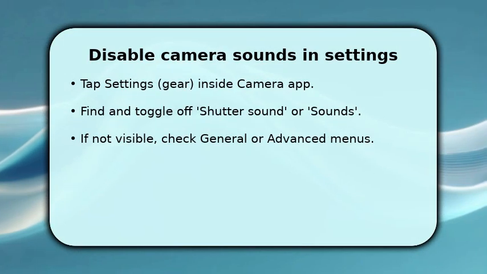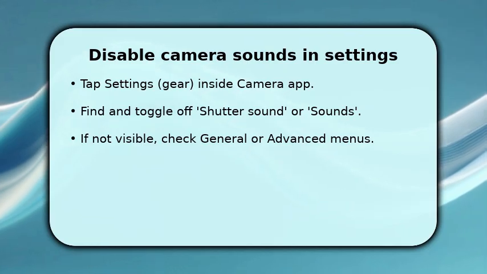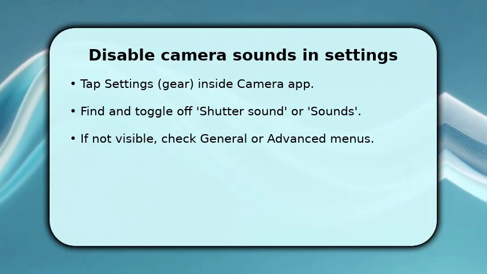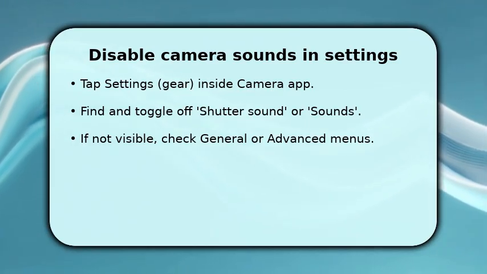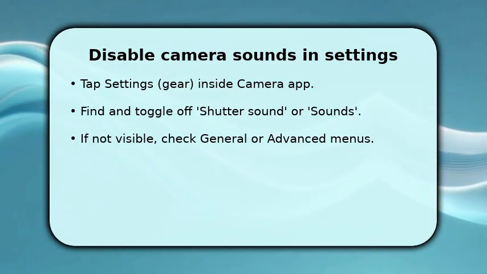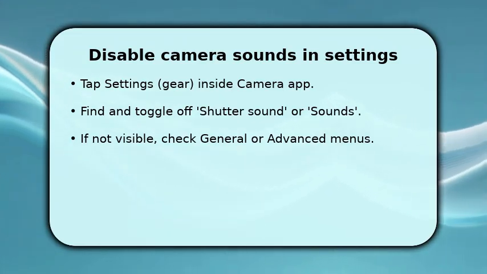You now look for the shutter sound control inside camera settings. Tap the gear icon, then scan the options for shutter sound, camera sounds, or simply sounds and flip it off. If you don't see it immediately, open General or Advanced settings. Manufacturers sometimes move the toggle. Turning this off stops the audible shutter when you take photos.